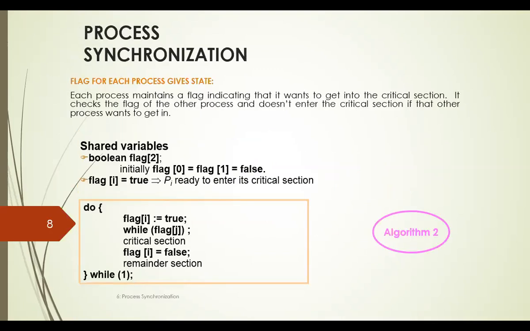The flag is used for the process. Each process maintains a flag to indicate that it wants to get into the critical section. It checks the flag of the other process and does not enter the critical section if that other process wants to get in. First, the flag is set as false for the process. If any one of the processes sets the flag as true, then that process is ready to enter into the critical section, and the next process has to wait until it becomes false.